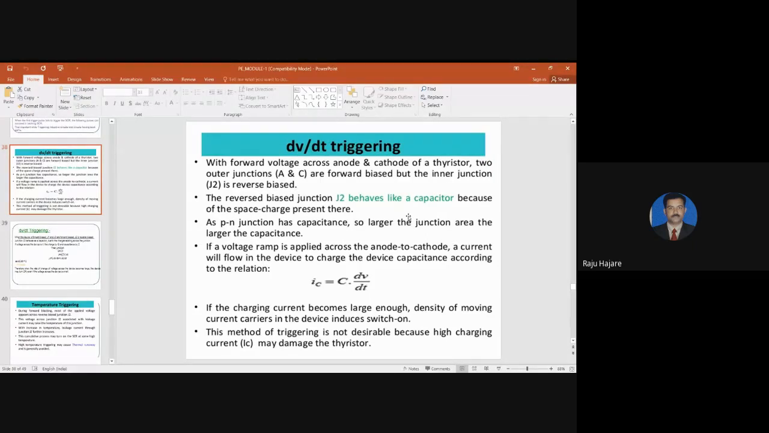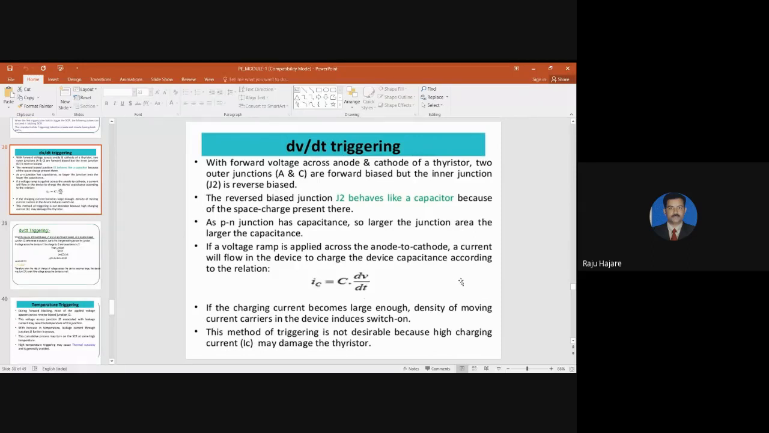So if voltage is applied across this anode-cathode junction of a diode or SCR, a current will flow in the device to charge the device capacitance. And how will it charge? With what relation? This is the relation: I see the current in the capacitor is C into dV by dt.